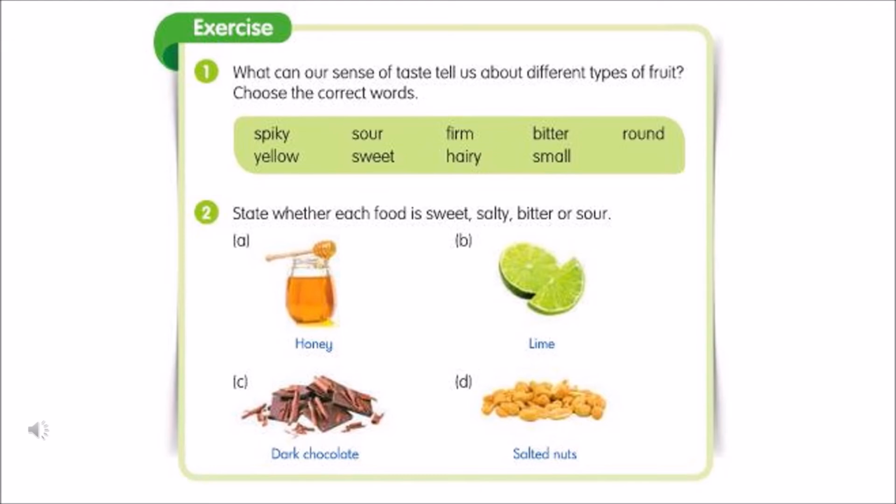Number 2, state whether each food is sweet, salty, bitter, or sour. We have honey, lime, dark chocolate, and salted nuts.